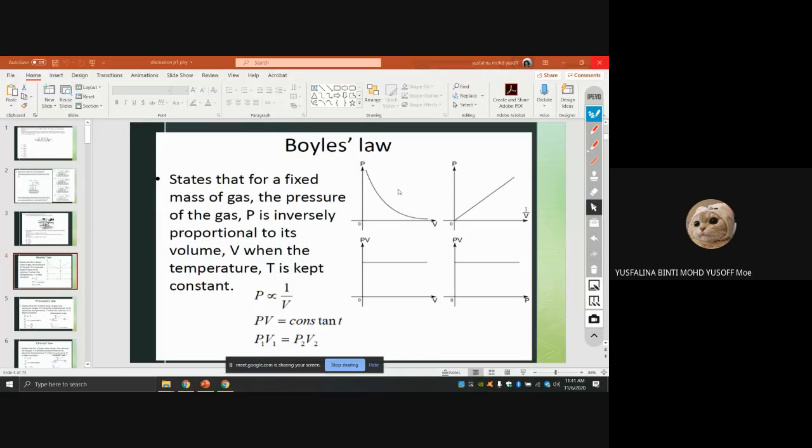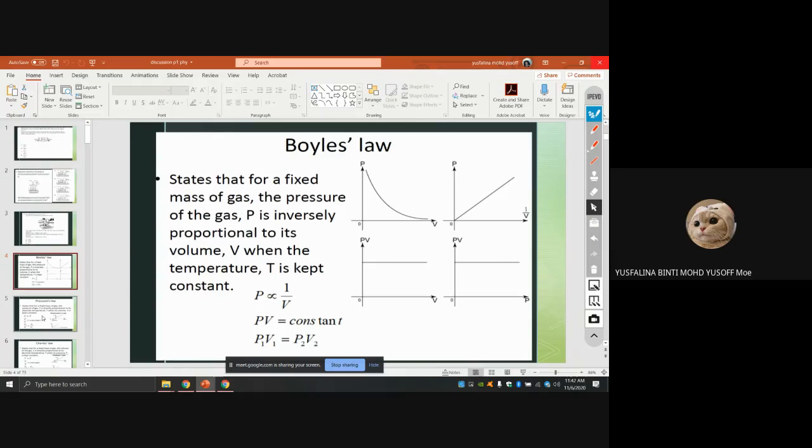So how about the graph? Since P is inversely proportional to V, the graph will be like this, decreasing like this. But if the graph is P against 1 over V, it will be directly proportional. If the graph is PV against V, it will be stationary like this. And PV against P also, the graph should be stationary like this. So these are the graphs of Boyle's law.